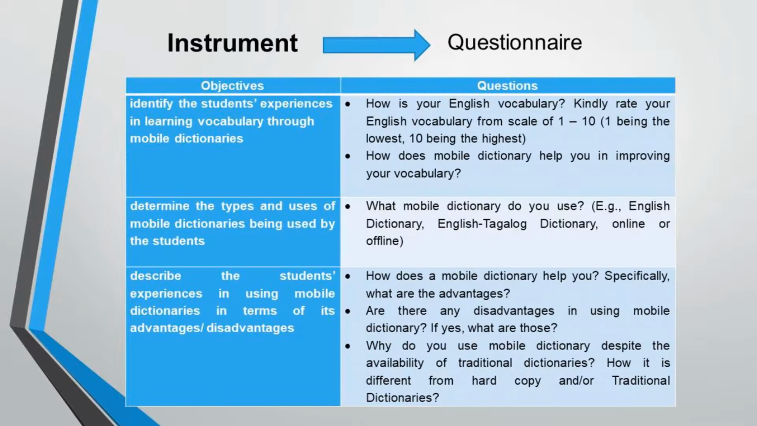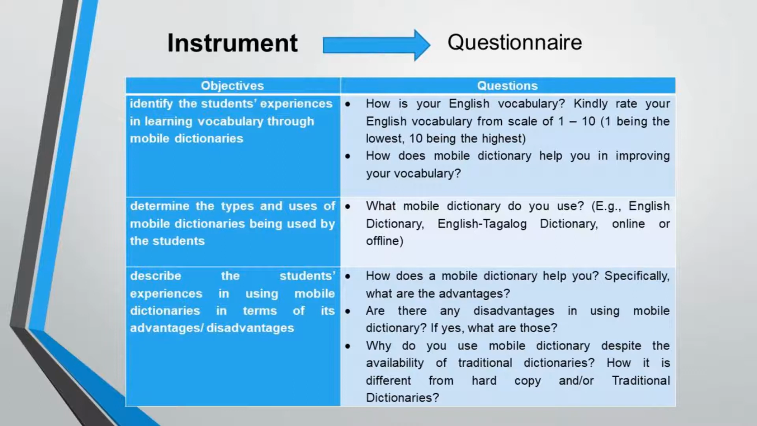So next is instruments. In this study, I used a questionnaire as an instrument where questions based on the objectives were formulated. So here are the objectives together with the questionnaires. In table number 1, interview questionnaires, objectives and questionnaires. In objectives, identify the students' experiences in learning vocabulary through mobile dictionaries.